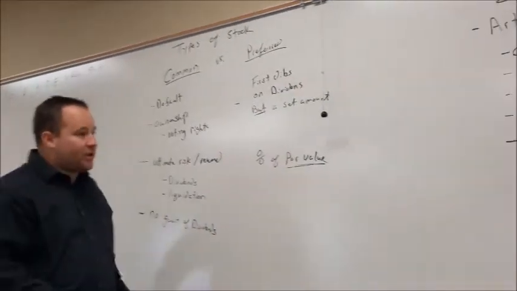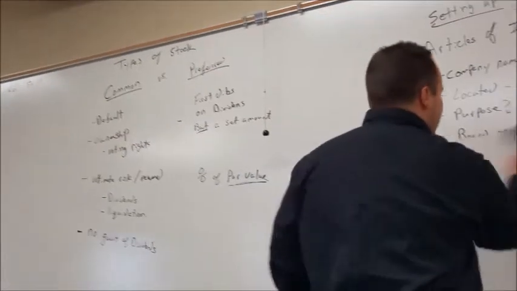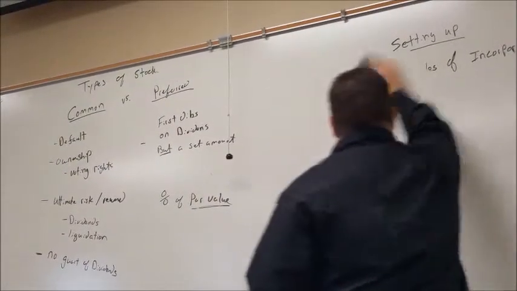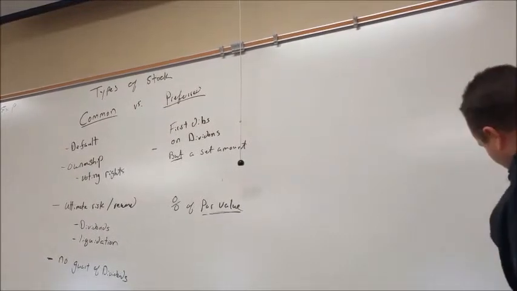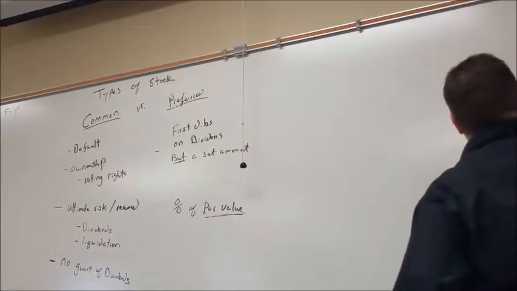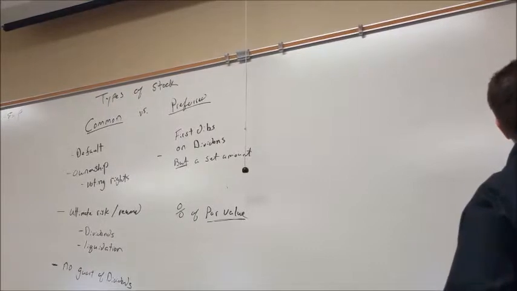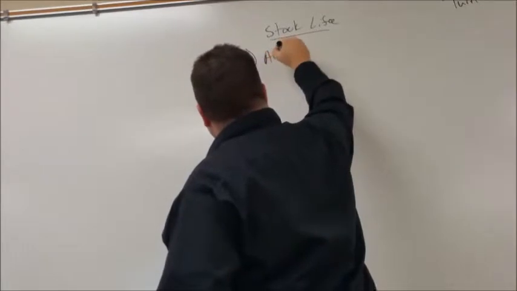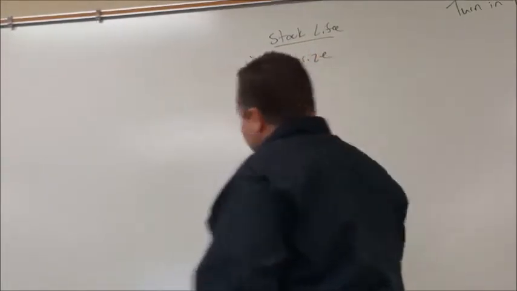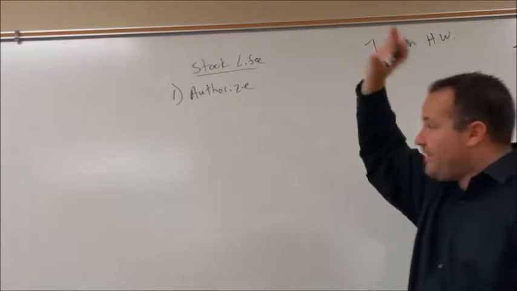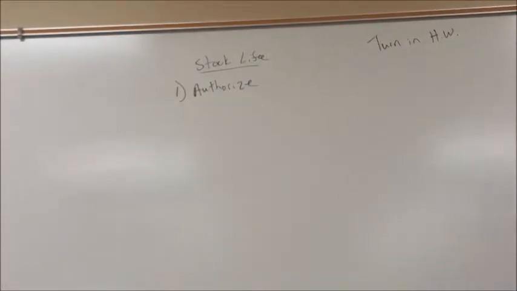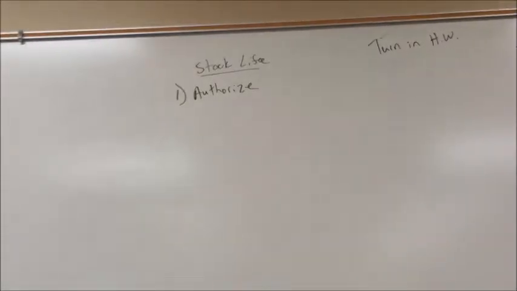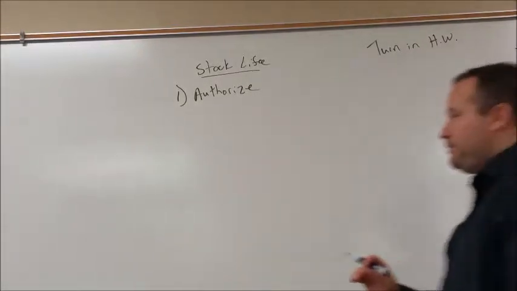Last thing before we actually start looking at issuing stock is a stock's life. What phases can a stock go through during its life? There's 5 stages. The first is just when the company sets up their articles of incorporation and they authorize the stock. It's out there, it's ready to be sold, but it's still just waiting. It hasn't been sold yet.